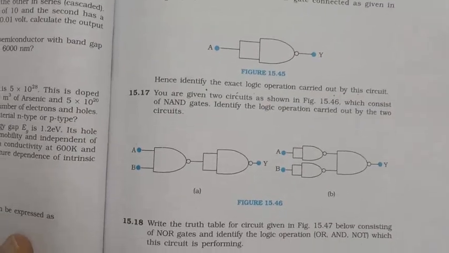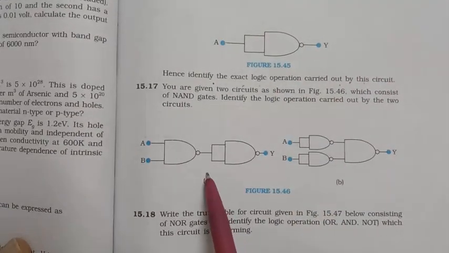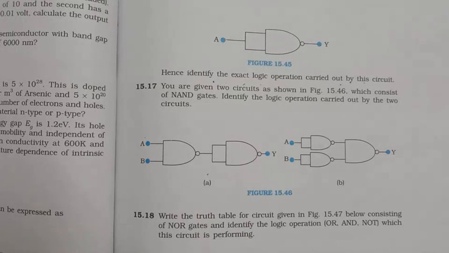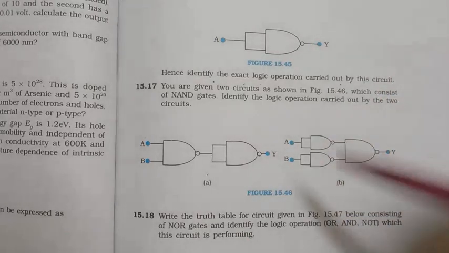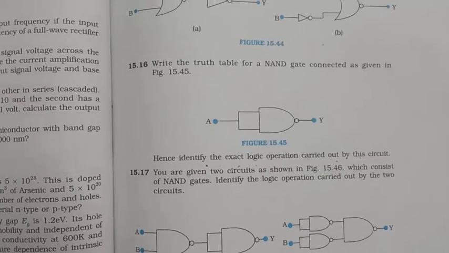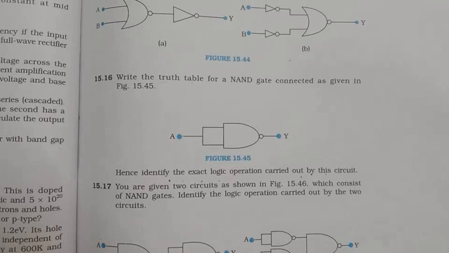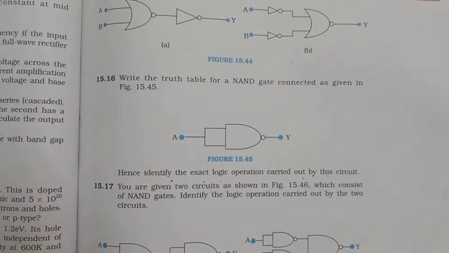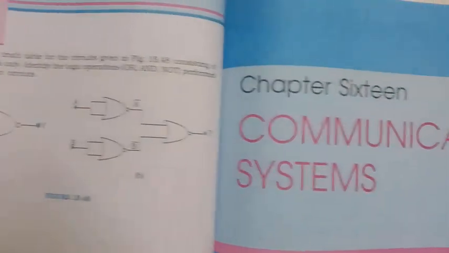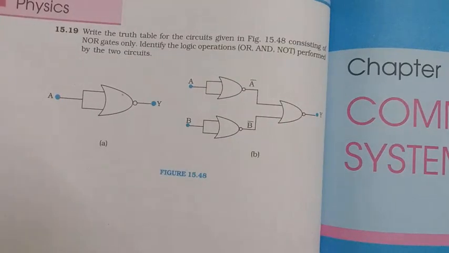Okay, like that you have to solve 15.17, 15.18. Simple, you have to try. You can try all these logical gates in the additional exercises. All these are very easy. Don't worry. If any doubts, you can post in the group. So I will explain once. Okay. These are all the examples you have to try.